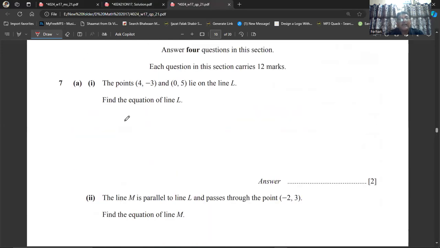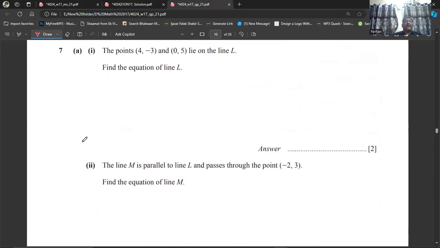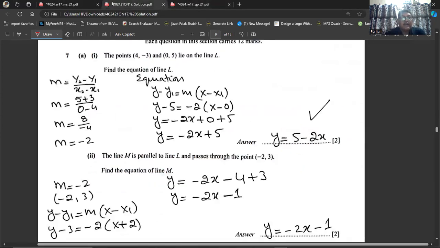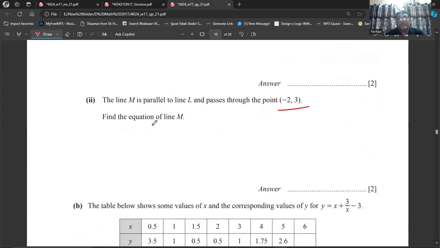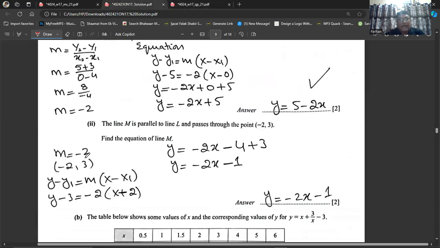Now, this is question number 7A, and its second part: the line M is parallel to the line L. Because they are parallel to each other, their gradient is the same. The gradient of the line L was -2, so the gradient of the line M will also be -2. And it passes through this point. So very easily I can find the equation of that line M.